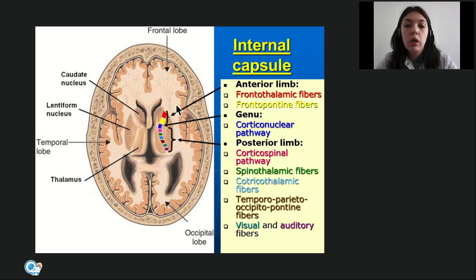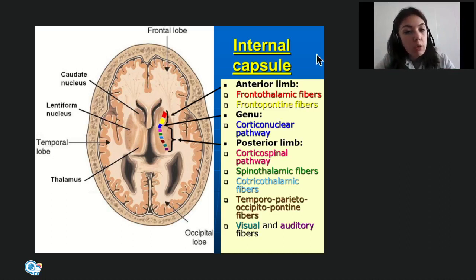Through the anterior limb, frontothalamic fibers pass, as well as frontopontine fibers. You remember that frontopontine fibers start from the cortex of the frontal lobe and move downward through the internal capsule, through the cerebral peduncles of the midbrain, until they reach the pons, where they form synapses with pontine nuclei, yes? And from the pontine nuclei, pontocerebellar fibers start, which enter the cerebellum through the middle cerebellar peduncles.